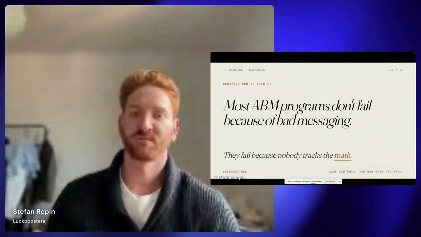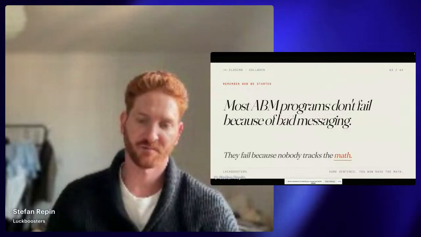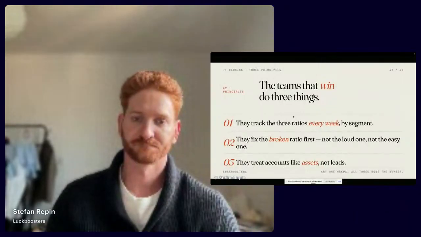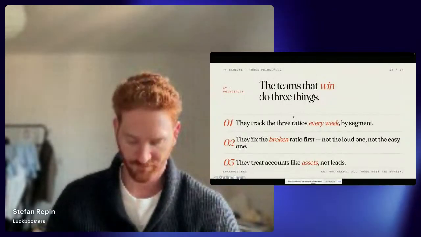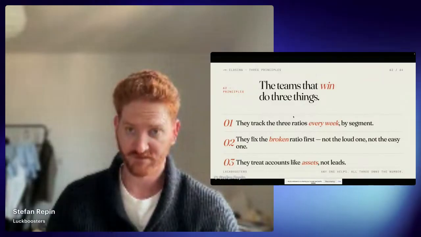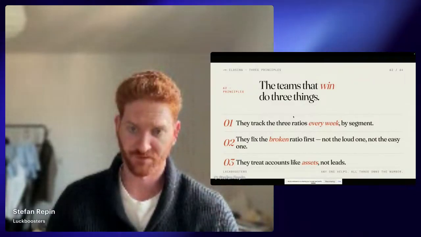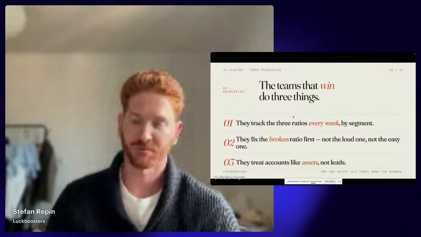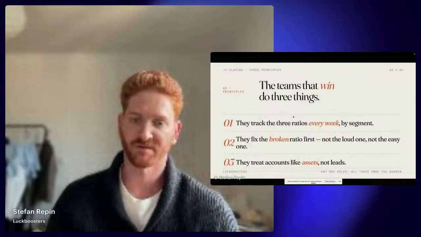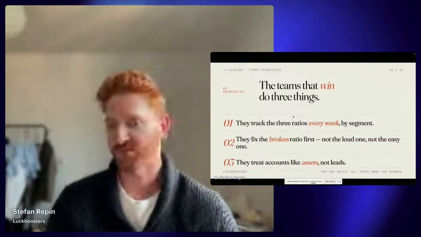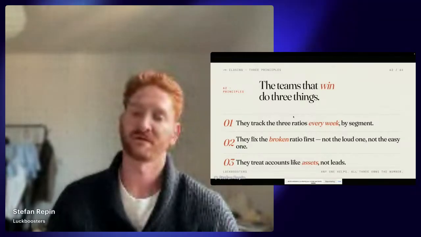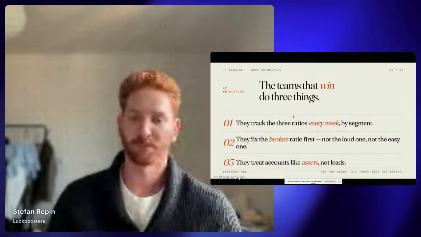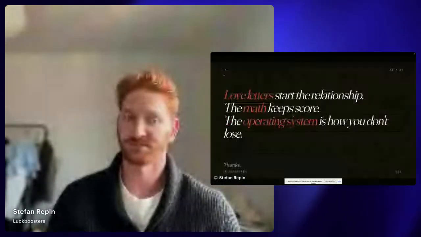Again, most ABM programs do not fail because of bad messaging. They fail because nobody tracks the correct math. The best teams who do ABM, I mean revenue teams, not just sales and marketing, track these three ratios weekly by segment. They track the broken ones first, and they treat accounts like assets, not leads. And all three own the numbers.